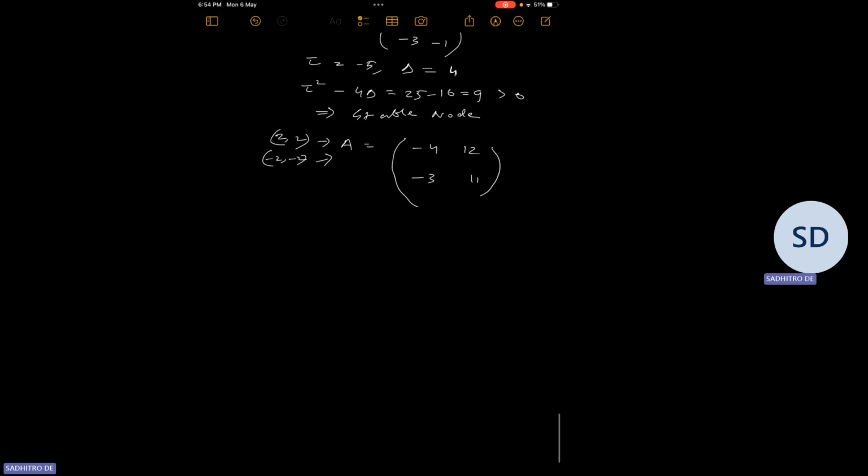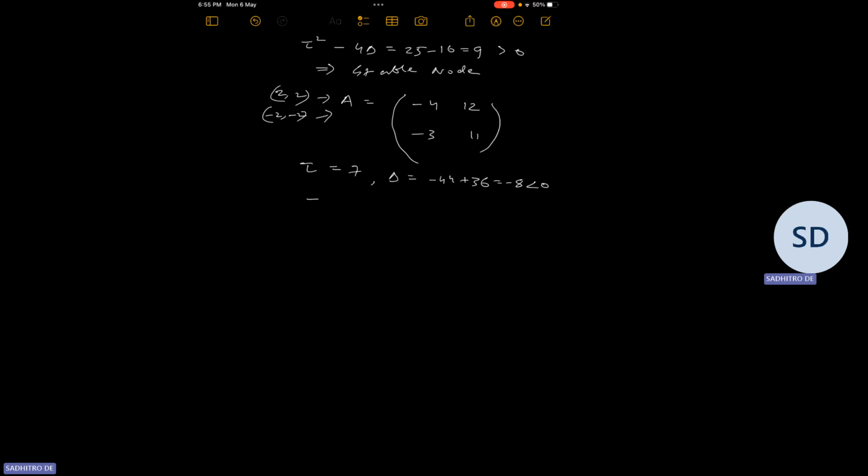So therefore we have tau is equal to 7 and delta is equal to -44 plus 36 minus 8, which is less than 0. Therefore these are basically saddle points. Okay.